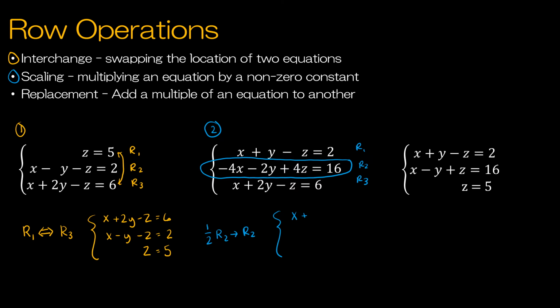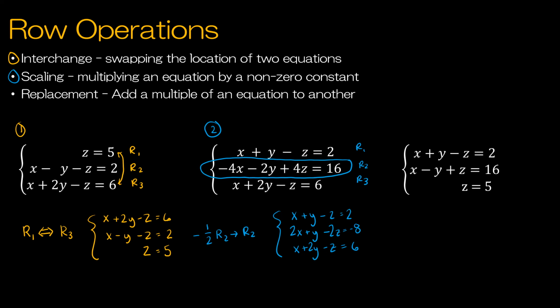So that's how we're going to show that it's a scaling operation. Nothing happened to the first equation. My second equation is now -2, and honestly, I would probably do -1/2 because we always like those leading coefficients to be positive. So this would be positive 2x, and then positive y, and minus 2z is equal to -8. And nothing happened to that third equation.